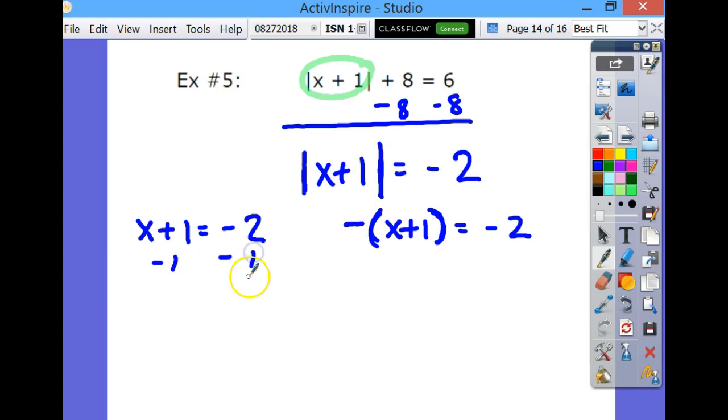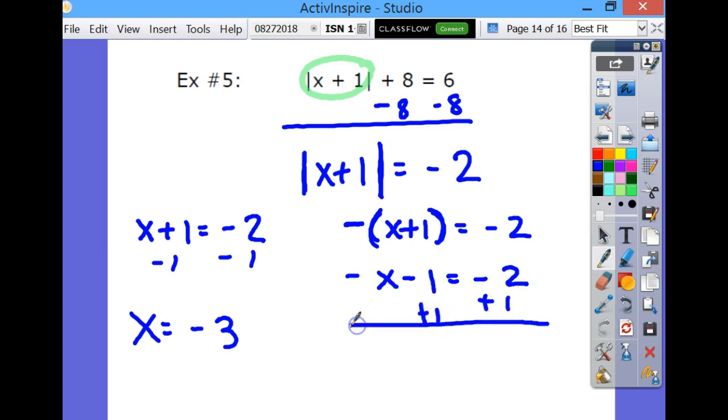To solve this, I'm going to subtract the 1 from both sides. I'm going to distribute, and now I will add the 1 to both sides. Divide both sides here by a negative 1. X equals positive 1. I have my two answers. Right?